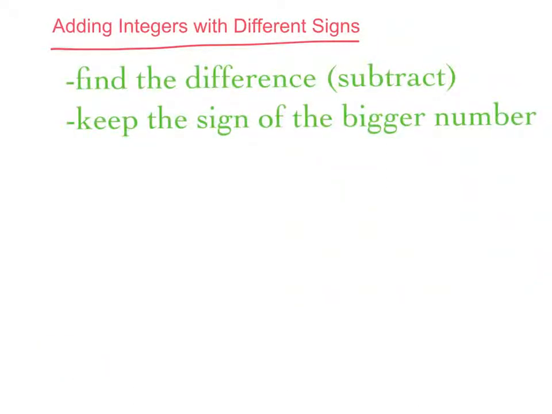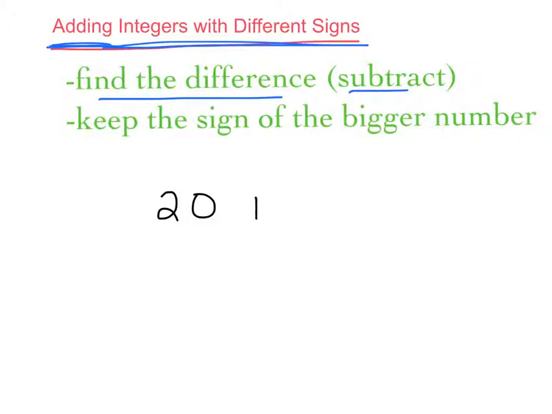Alright, so here are the rules for adding integers when you have different signs. If you notice that one's positive, one's negative, and you're adding, what you do is find the difference, or do some canceling out, which is the same as subtracting, and then keep the sign of the bigger number.